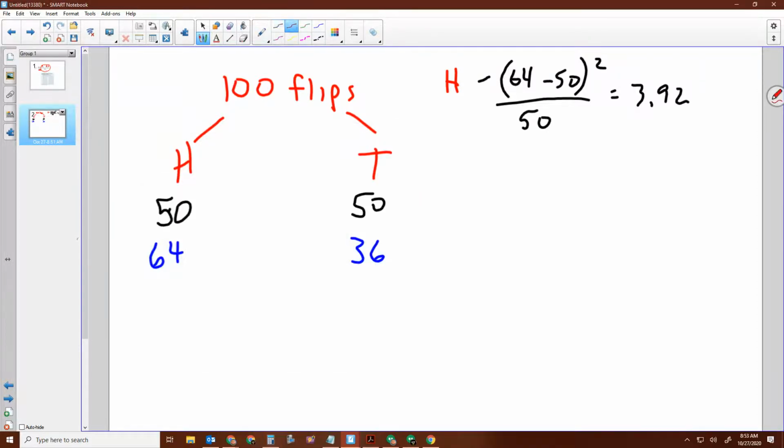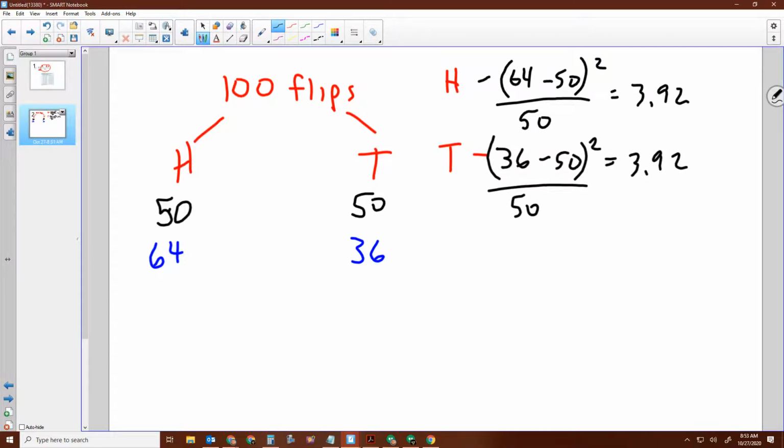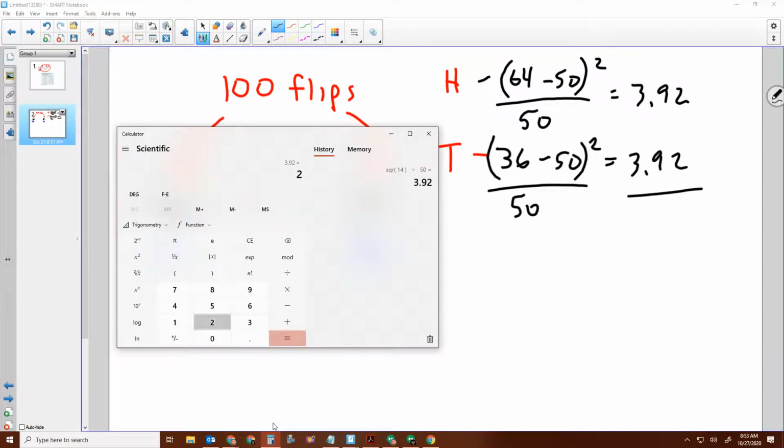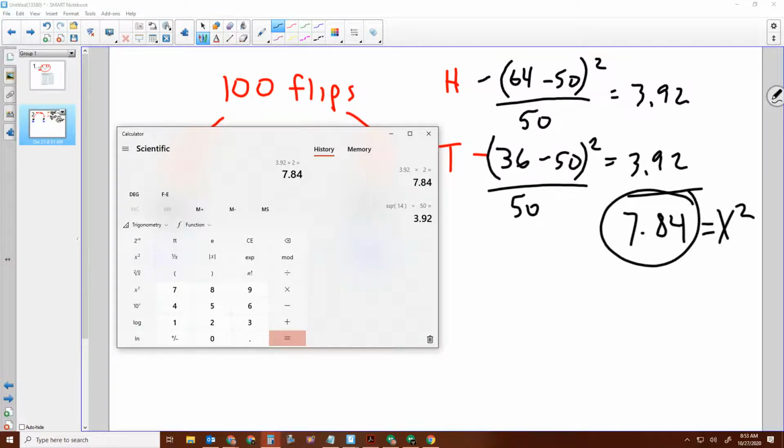Well, on tails, I get the same thing, basically. It's not always going to work out this way. It's just going to be different. So let's go ahead and do the math here. My observed was 36. My expected was 50. That's going to be negative 14, but since it's squared, it doesn't matter. And then that's the same thing over 50. And so again, I'm going to get 3.92. And that's going to add together to be 7.84. And so that is my chi-square value.